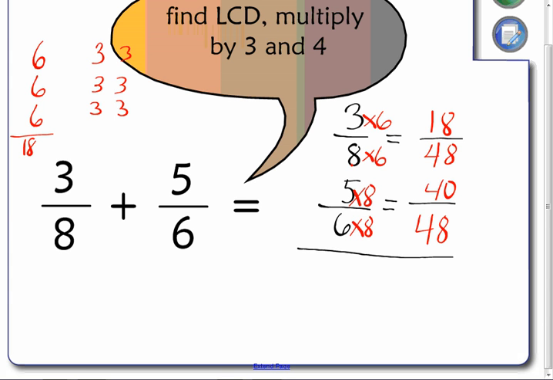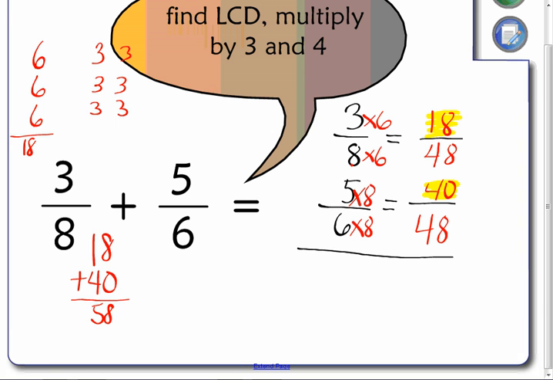Now, do we add the denominators or do we just add the numerators? Just the numerators. Now, if you need a calculator to add that, be my guest. I don't think you do. If I take 18 plus 40, got to find myself a little workspace. 18 plus 40. What does that add up to? Evan, do you know what that adds up to? 58.